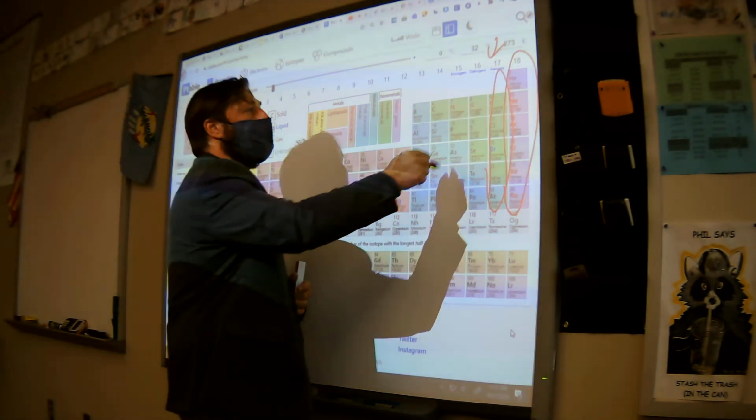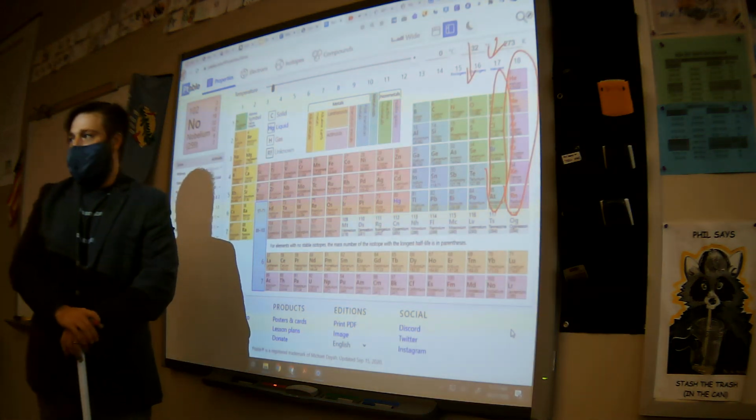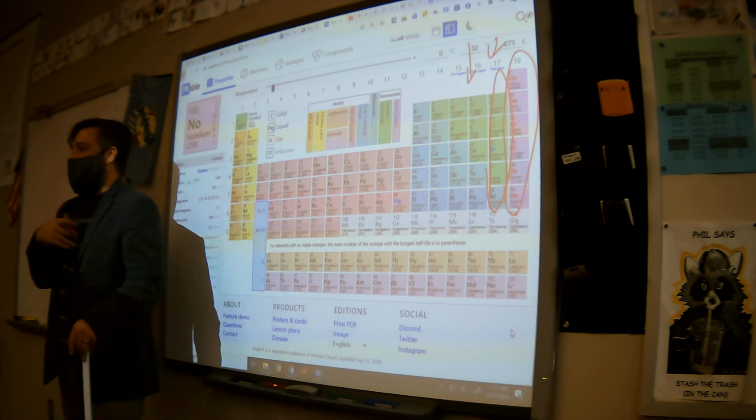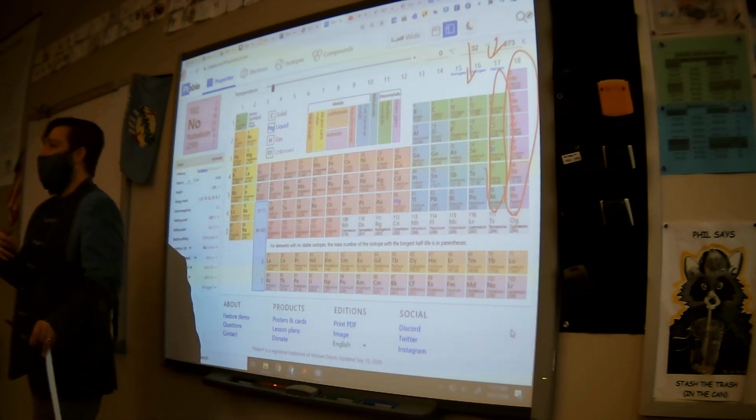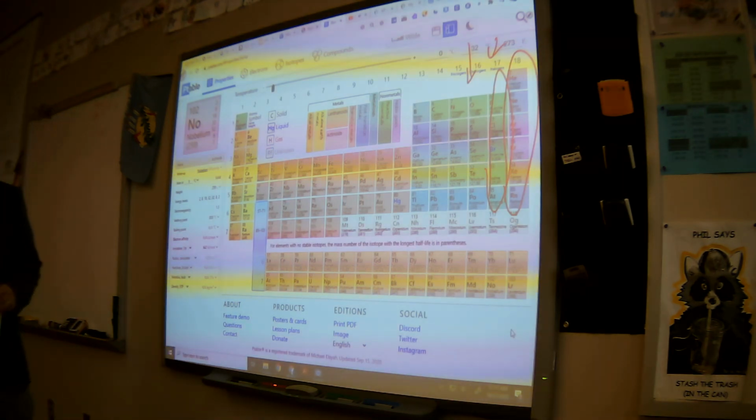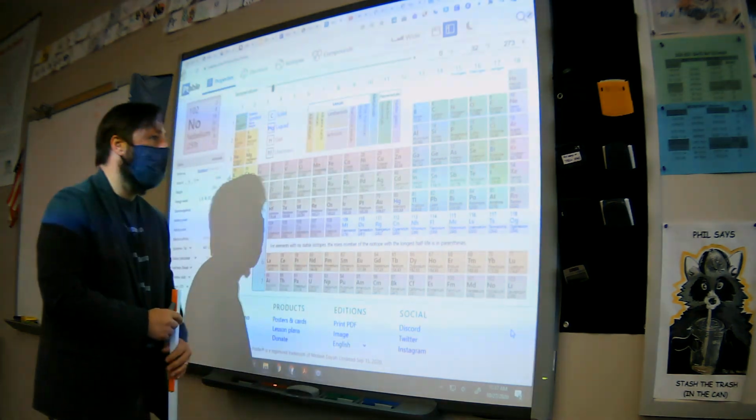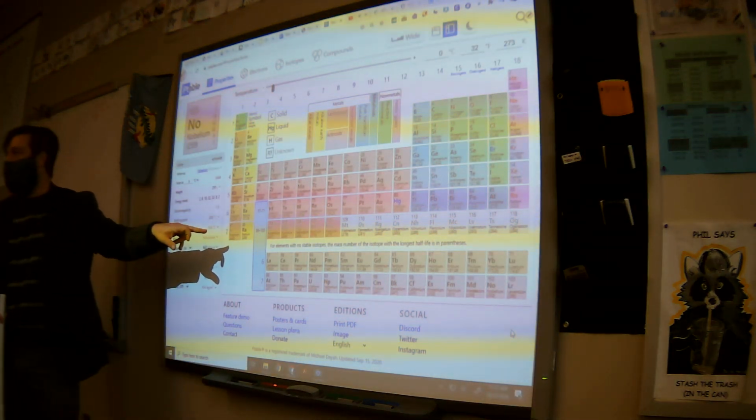What about these guys? The next group over, 16. They're all going to act the same way. Do you think they're going to be as reactive? No, because they need two electrons now, right? Okay. In the same fashion, moving back over here. Are they going to be reactive?